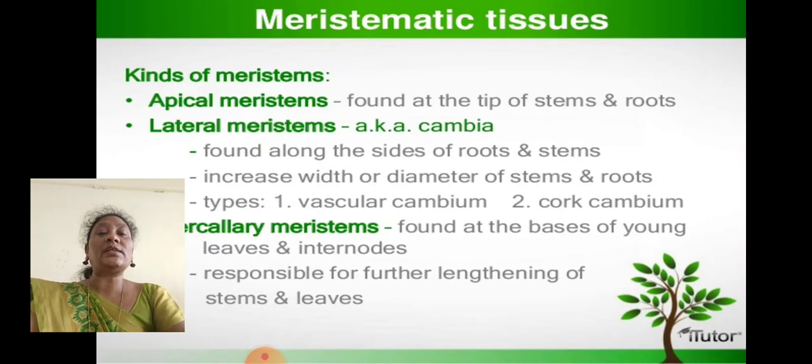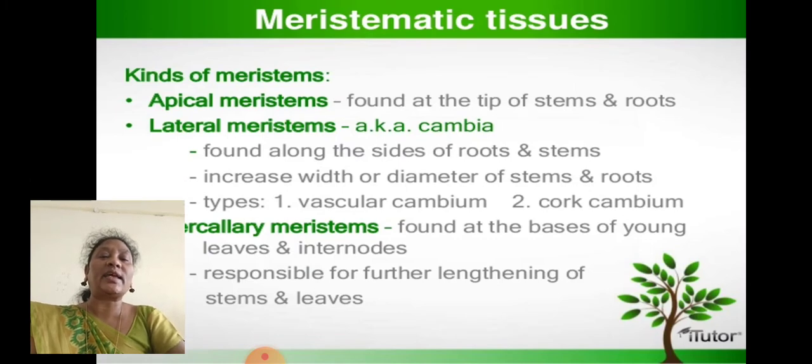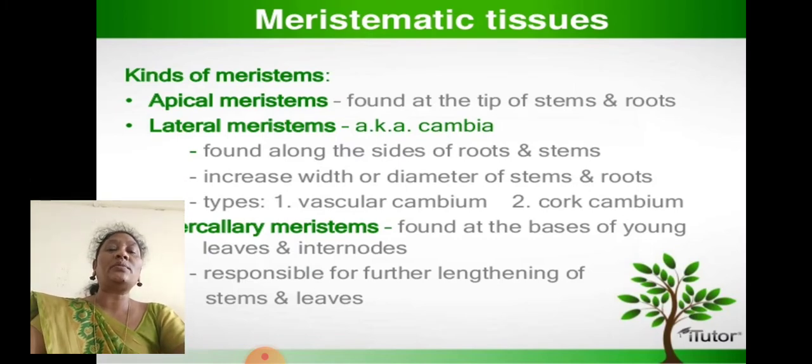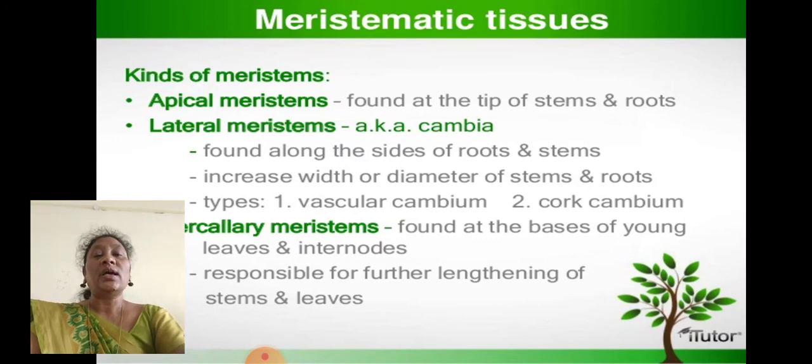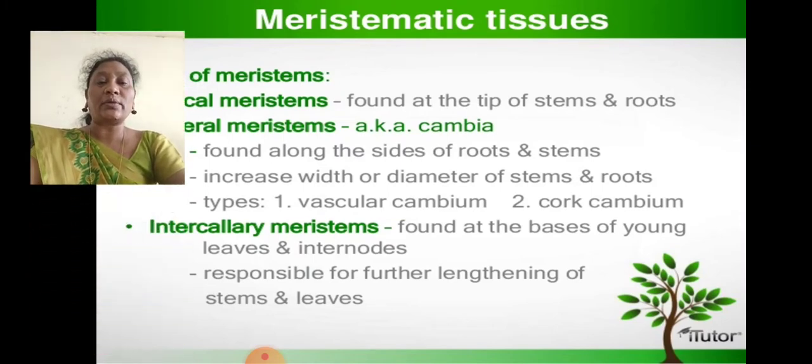Coming to the kinds of meristems, we can see apical meristem, lateral meristem and intercalary meristem. Apical meristem is found at the tip of the stem and the roots. The lateral meristem is present at the cambial region, found along the sides of the roots and stems. It increases the width or diameter of the stem and roots. Examples are vascular cambium and cork cambium.